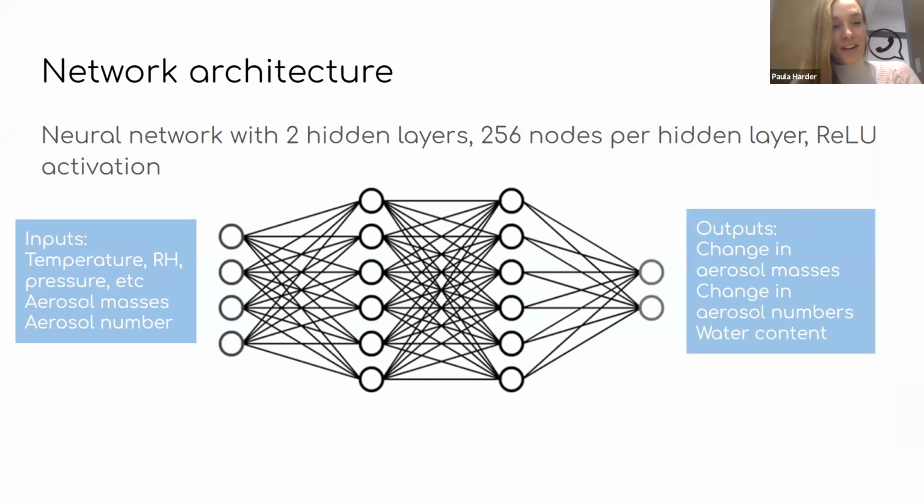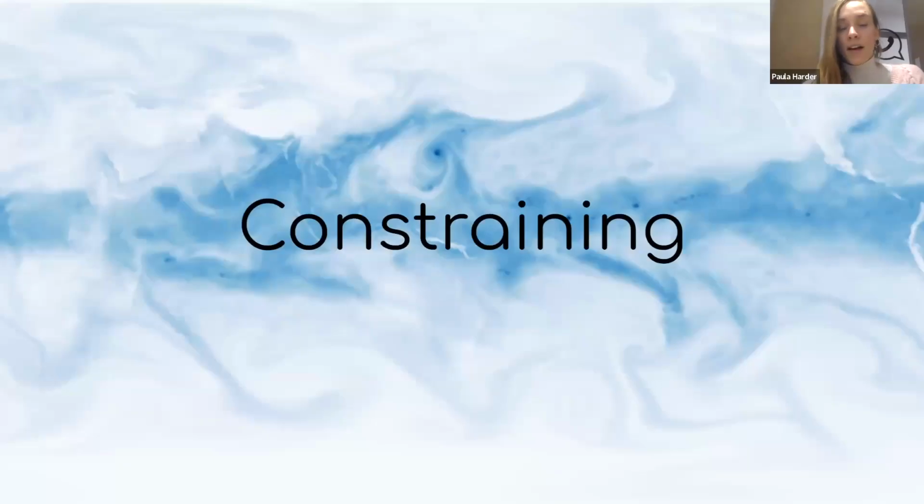That's a trade-off too. The inputs are some atmospheric variables such as temperature, relative humidity, and then the aerosol masses and numbers at time t, and then we output the change in aerosol masses and numbers and also the water content. The way we constrain here is a bit different.